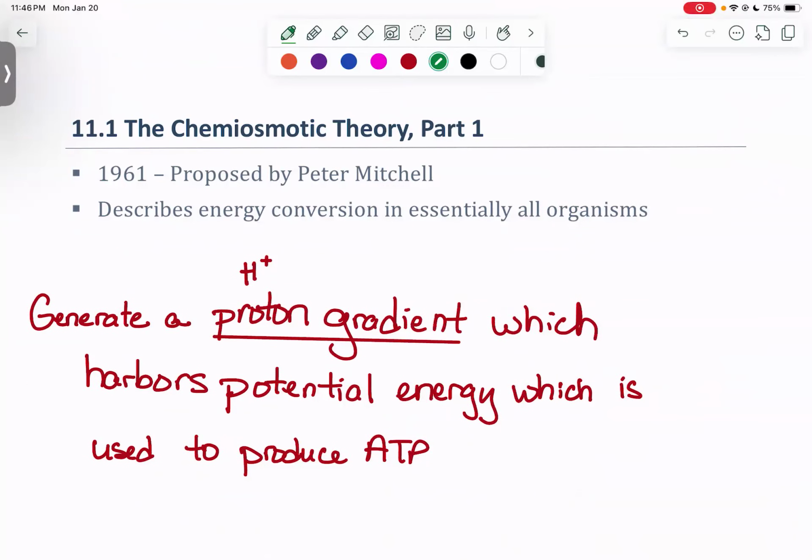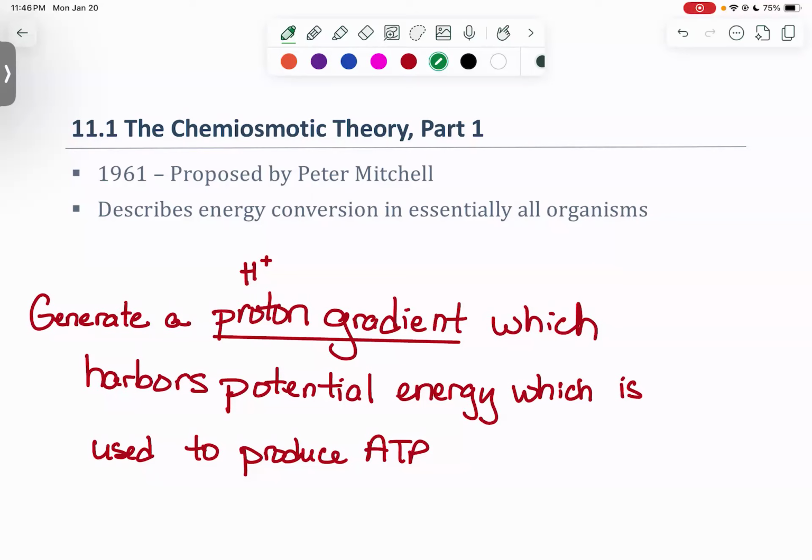So the chemiosmotic theory is really the beginnings of how we started to explain that payoff. It was proposed in the 1960s, and it's one of the great unifying principles in biology, and I would really say in biochemistry. But it was really radical at the time, really, really radical. And it describes energy conversion in every single organism, which is pretty huge.